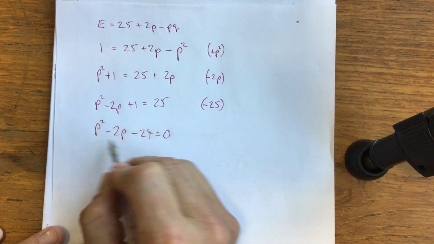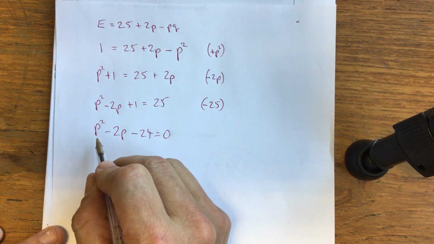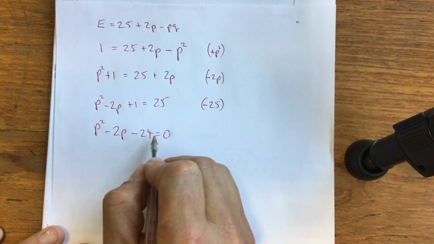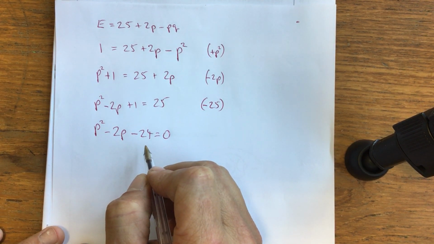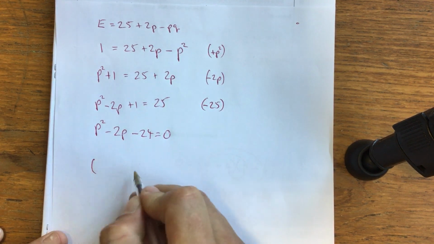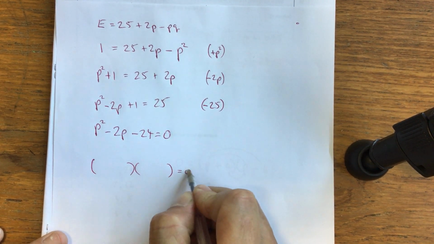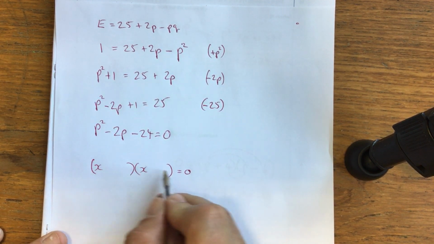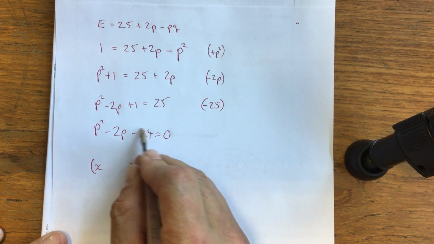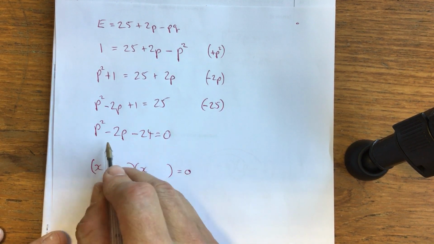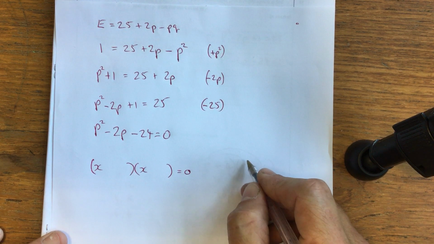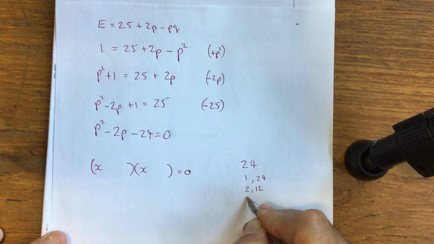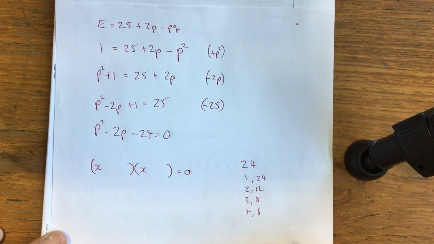So now I've got to try and solve this equation. And it's hard to solve a quadratic equation if it's in this form. But what you can do is factorize it first. So if we were to factorize this into double brackets, what I'm looking for is two numbers to go here and here, which when I multiply them will give me negative 24, but when I add them will give me minus 2. So let's think about the factors of 24: 1 and 24, 2 and 12, 3 and 8, 4 and 6.